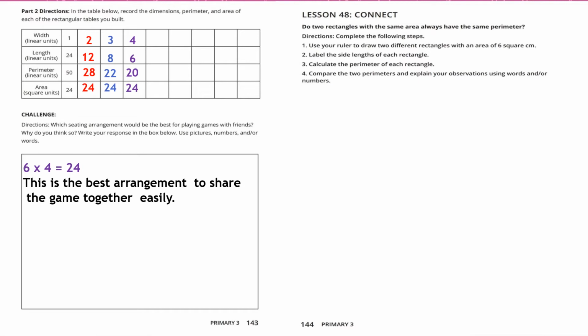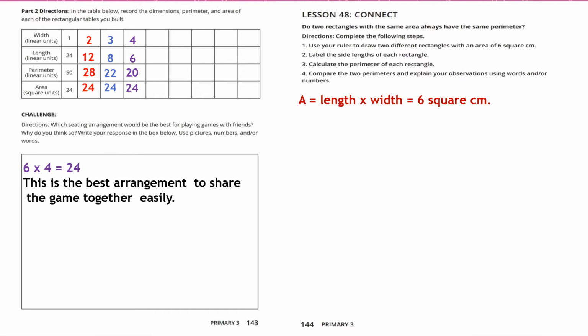If we have a rectangle with length and width 2 and 12, and the other rectangle with length and width 3 and 8, they will have the same area, but will they have the same perimeter? No, sure not. Okay, I'll give you an example here.